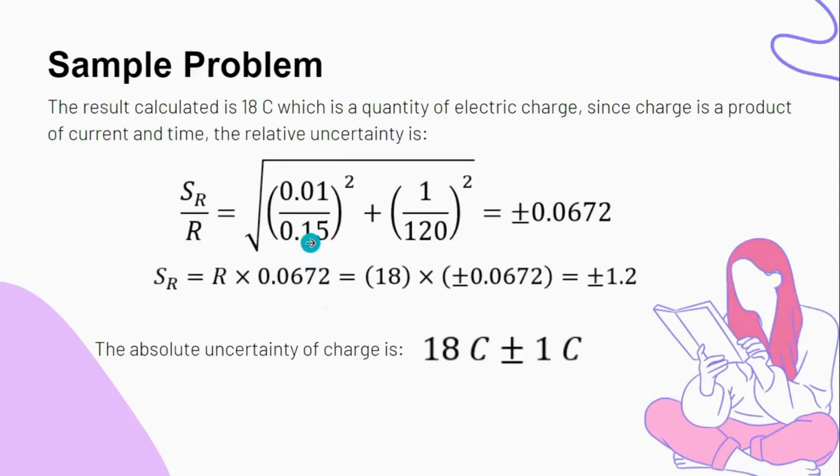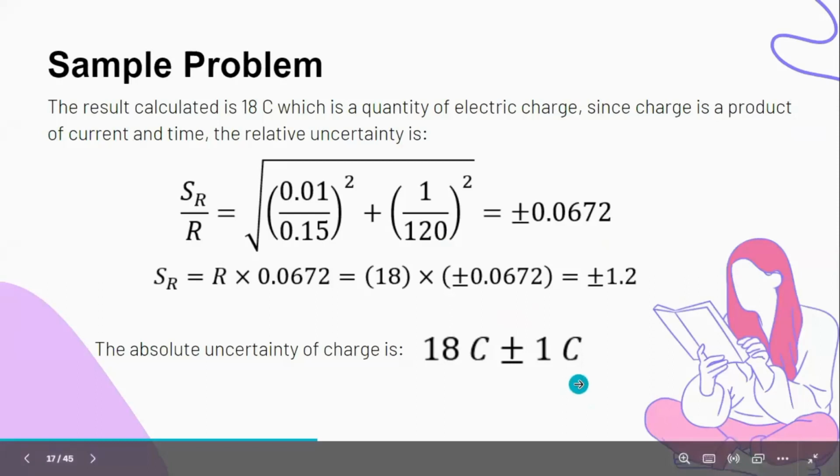So using the formula of uncertainty propagation, we will substitute the given measurements, which are the current and time, and calculate them in order to get the relative uncertainty, which is equal to ±0.0672. So to get the absolute uncertainty of the result, we will arrange the equation to be equal to only the uncertainty of the result. Substituting the values and calculating it will yield the absolute uncertainty, which is equal to ±1.2. Therefore, we can report the answer as 18 coulombs with a margin of error of ±1 coulomb.